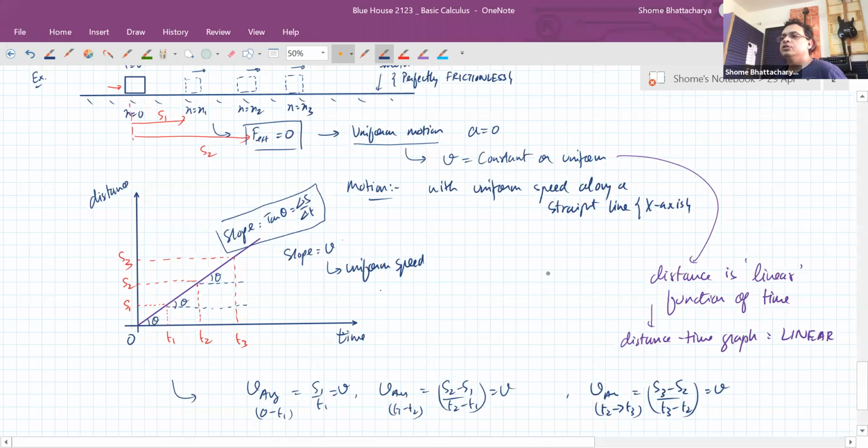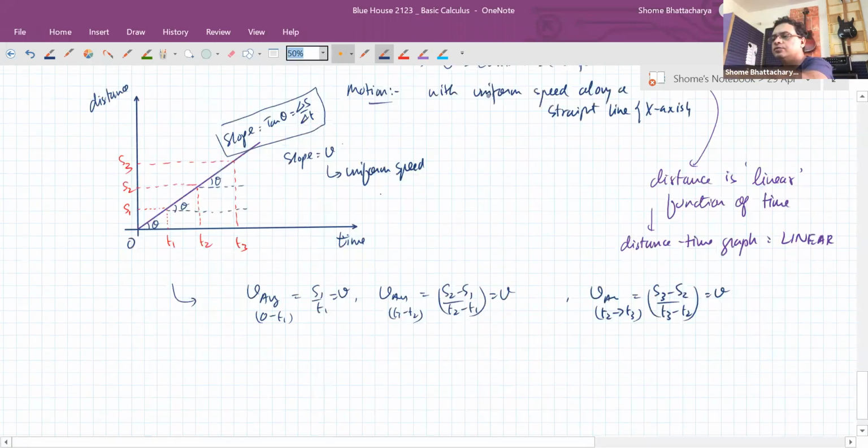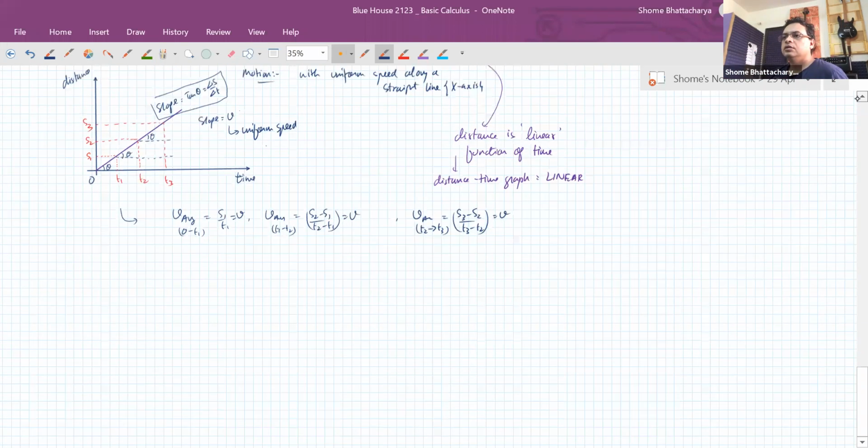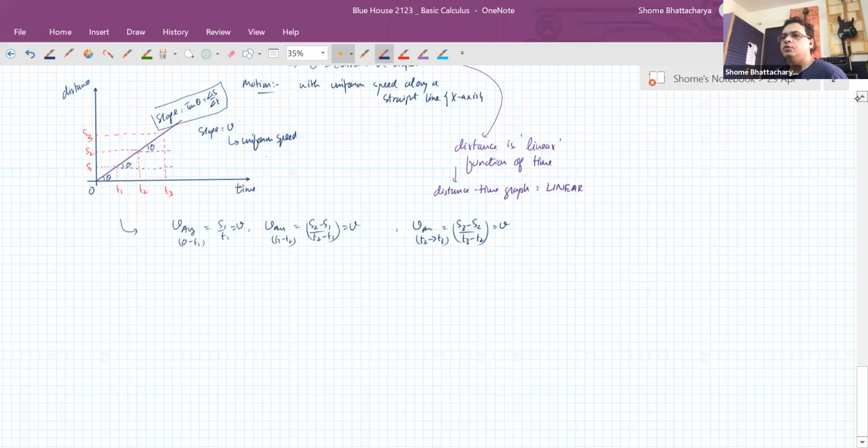So for this type of motion, uniform motion, what important property does it have as far as speed is concerned? The average speed for any interval of time during the motion will be equal, and it will be equal to the uniform speed, which is the slope of the straight line representing the distance versus time graph. So hope this concept is clear to all of you. Okay. So you can jot down a quick note about this type of motion.